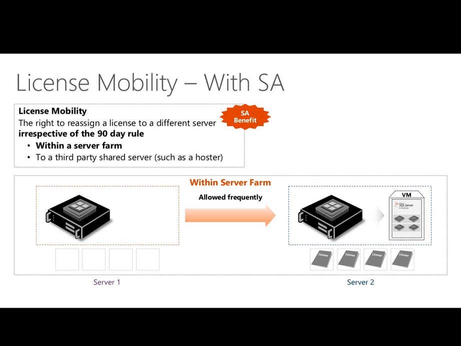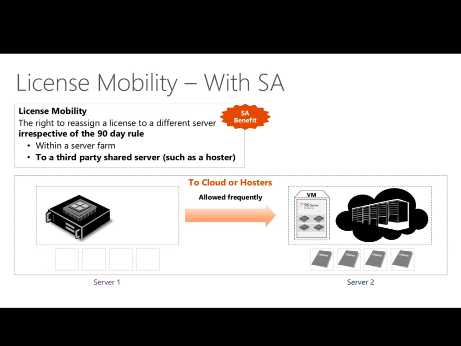Remember, as you can see, server 1 has 1 processor with 4 cores. When you reassign the license on server 2, it should have the same specification, 1 processor with 4 cores. So that's a software assurance benefit of license mobility. It's even if it's more than 90 days, irrespective of the 90 days rule. And with software assurance, I can also reassign the license frequently to cloud, and you can move that to Microsoft Azure.